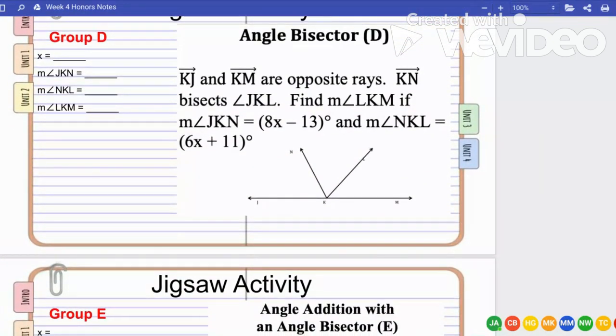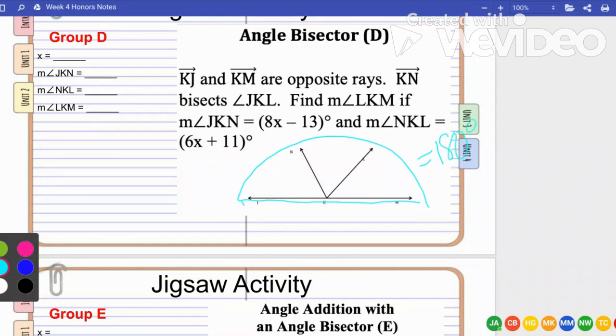This problem says KJ and KM are opposite rays. So KJ and KM are opposite rays, so that means that this whole thing's going to be 180 degrees because it forms a straight angle. In our problem, it says that KN, so that's this ray, bisects angle JKL.